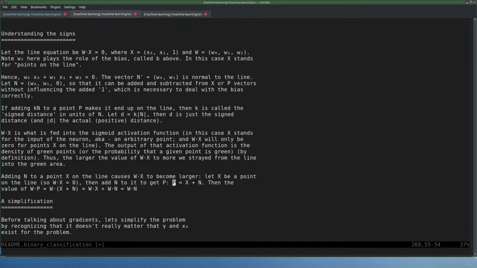So now we talk suddenly about p, which is x plus n, and then the value, now it is Wp, equals W times p, which was x plus n, which you can write as, how is that called, the distributive law or something: Wx plus Wn, and then of course that is equal to Wn because Wx was 0.